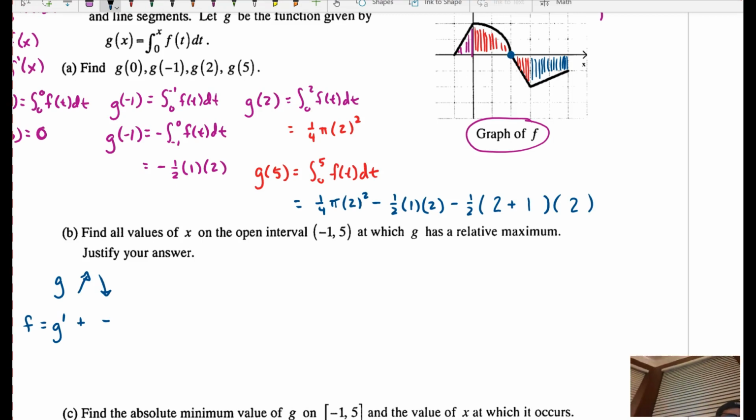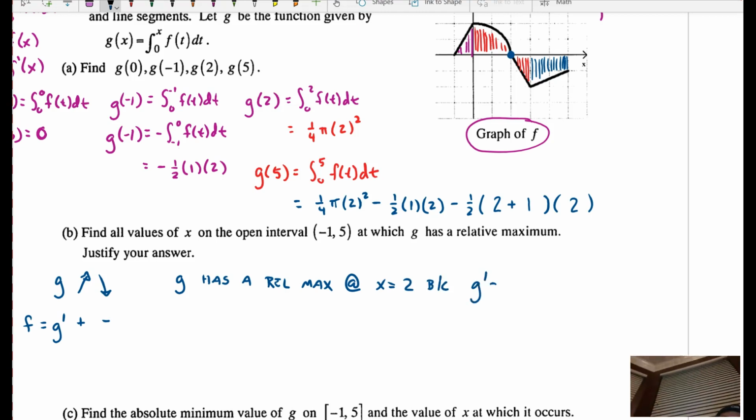So then g has a relative max at x equals 2 because g prime, which is f, changes from positive to negative.